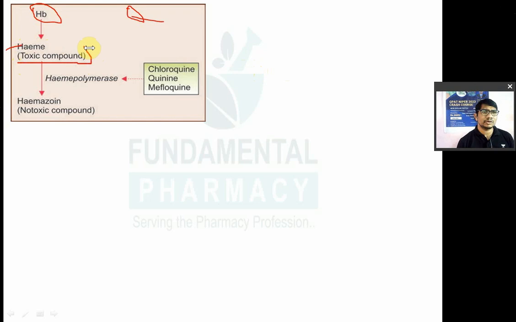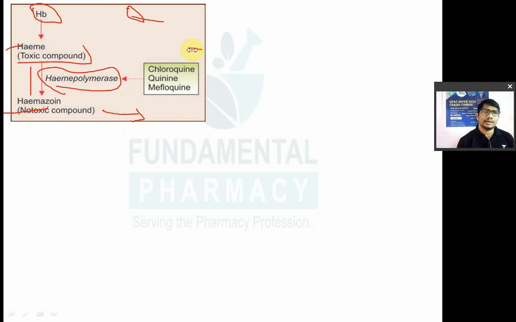So this heme is converted into hemozoin by the parasitic enzyme known as heme polymerase. In the malarial parasite there is one enzyme, heme polymerase, which converts toxic heme into hemozoin. Hemozoin is a non-toxic compound and a very important component, a pigment of the parasitic membrane.